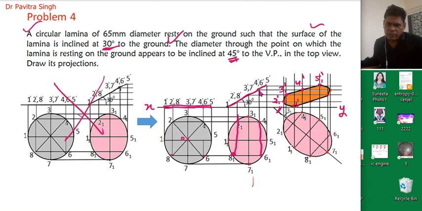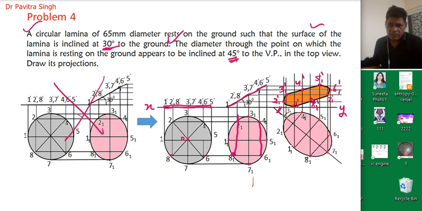Similarly, horizontal line from point 6 dash, vertical line from point 6 1, so we will get this point 6 1 dash. Again, vertical line from 7 1, horizontal line from point 7 dash, so we will get this point 7 1 dash. Finally, we will draw vertical line from point 8 1, horizontal line from point 8 dash, so we will get this point 8 1 dash. Okay, so now we are having 8 points, and we will connect all these points.